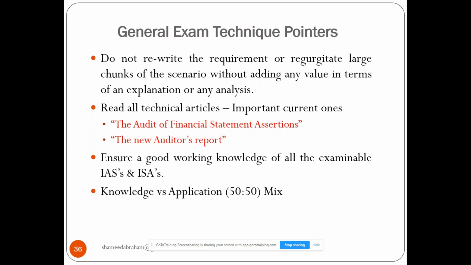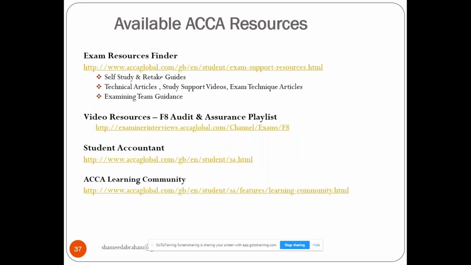I have to state this, that there are lots of students rewriting the requirement. So the requirement in the exam, identify and explain the components of audit risk. And we are going into the exam saying the components of audit risk are, you don't need to rewrite the requirement. There are lots of students going into these exams not reading the technical articles. There are some very important ones at the top of the F8 website relating to assertions, relating to the new auditor's report. Good. And as I mentioned before, not having the adequate knowledge of accounting knowledge and auditing knowledge.